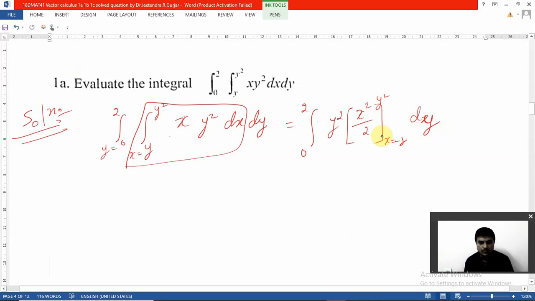Okay, so now substitute the values, upper limit and lower limit, in this. This is going to give you integration 0 to 2, y square as it is, y square upon 2, I will take 2 outside. So integration of x square, I am going to put first the upper limit, x square of square is going to become y raised to 4, minus x square, I am going to substitute now the lower limit y, so this is going to give you y square, this will be dy. Is it clear, friends?